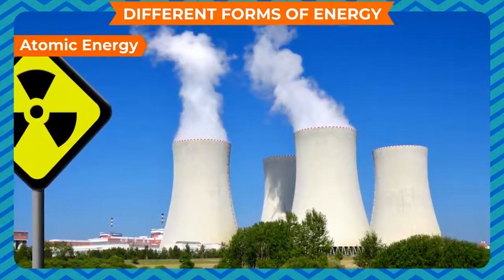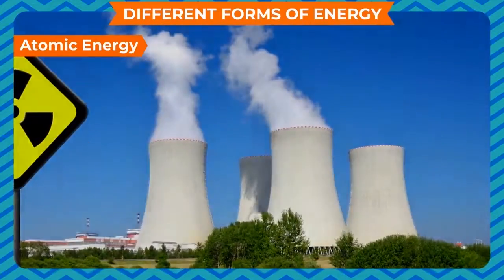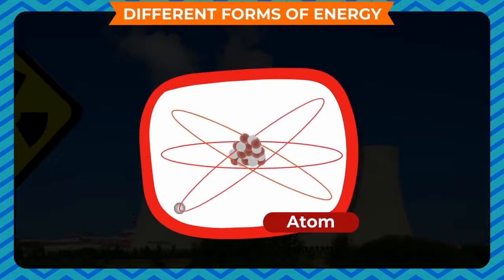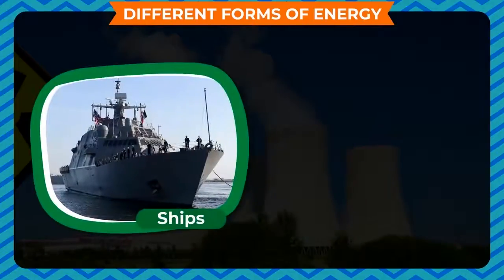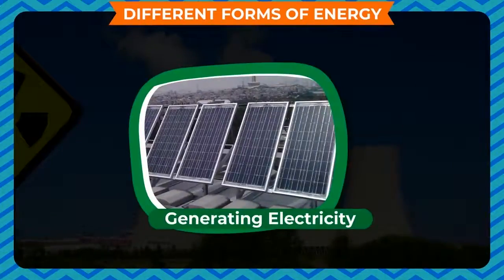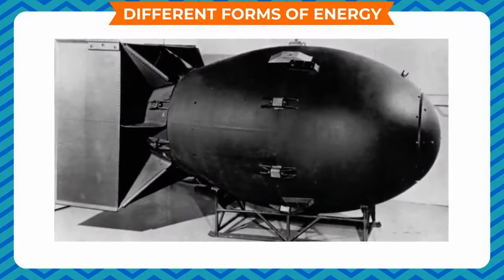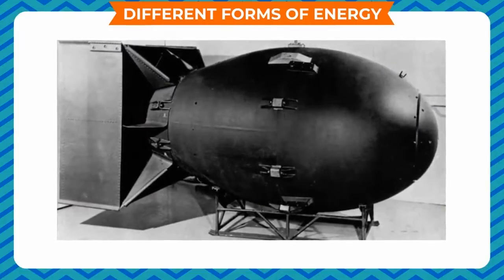Atomic energy. When a very small particle called an atom is split, atomic energy is released. This energy is used for running ships, submarines, generating electricity, etc. Unfortunately, it is also used for making atomic bombs.